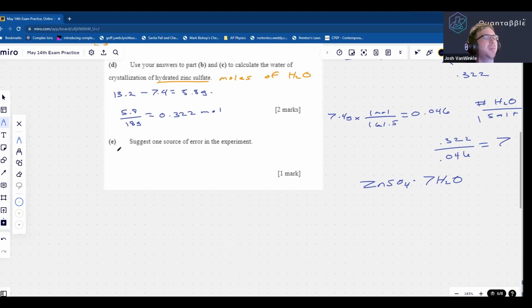So if you were doing this lab, what is one source of error that could happen in this experiment? What's going to throw you off? Well, what if you were heating it and you didn't get all the water out? That's definitely one source of error. What if you used two different balances, because each balance isn't going to weigh exactly like the other one? Those would probably be your two biggest ones that they would look for. Or some of it popped out or we lost some.